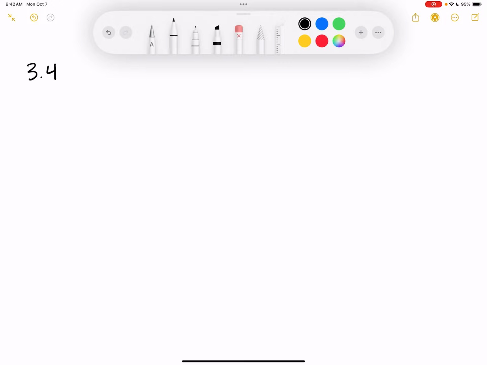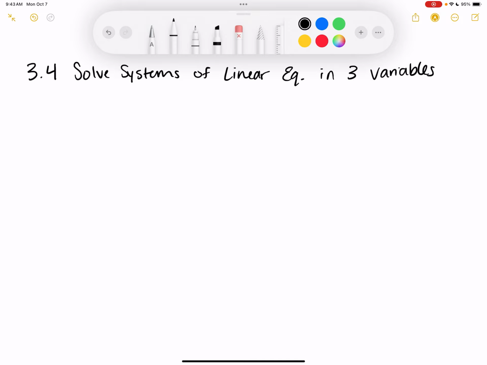All right, solve systems of linear equations in 3 variables. I'm making you do this the really difficult way now. In like 3.6 or 3.7, I'll teach you a cheat way to do it. But I do make you do them out by hand, at least one on the test. So just be aware of that.